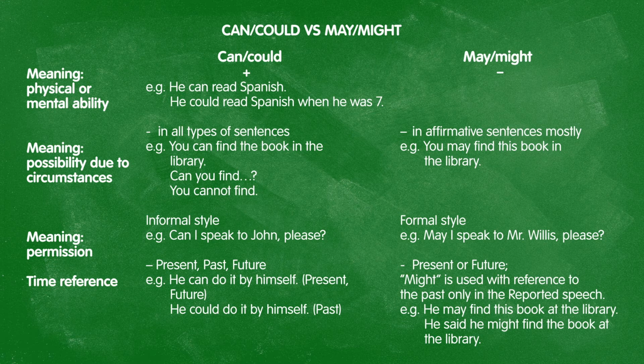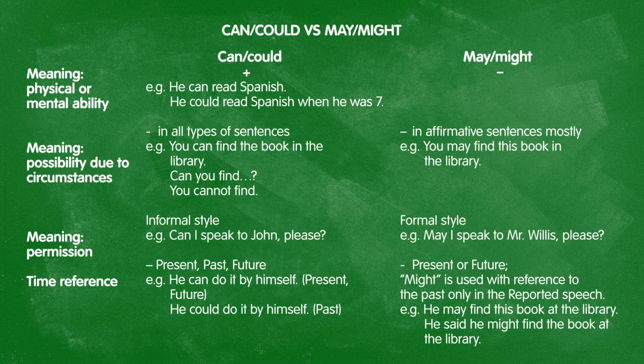And lastly, if we're referring to time, can and could can be used in almost all tenses, present, past, and future. For example, he could do it by himself in the past. He can do it by himself in the present and the future. However, may and might we only use with the present or the future. Might is used with reference to the past only in reported speech.